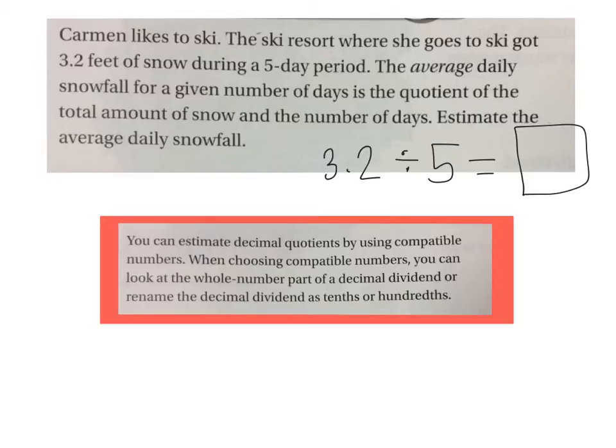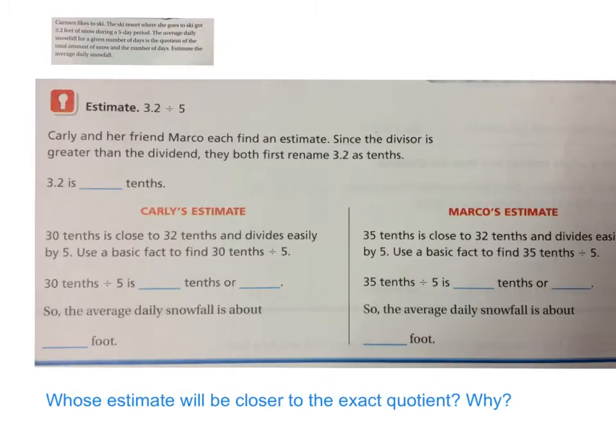Okay? Now, it's asking you to estimate, not to find the exact answer. So I want you to know that you can estimate decimal quotients by using compatible numbers, just like we did with whole numbers. Okay? When choosing compatible numbers, you have two choices. You can either only look at the whole number part of the dividend, or you can rename the decimal dividend as tenths or hundredths. Okay. Remember that the problem we're trying to solve is 3 and 2/10 divided by 5, but we're estimating it.